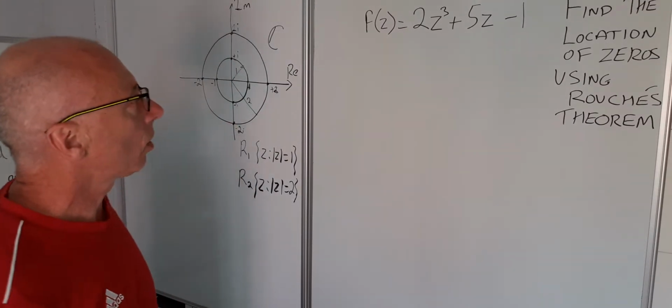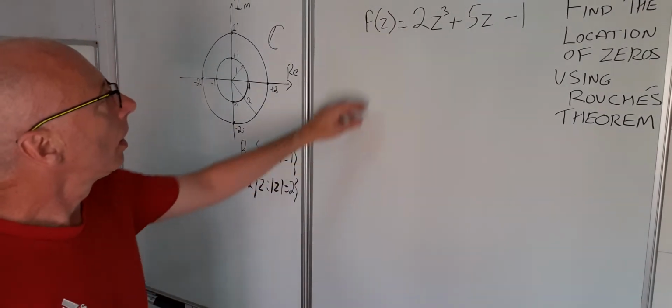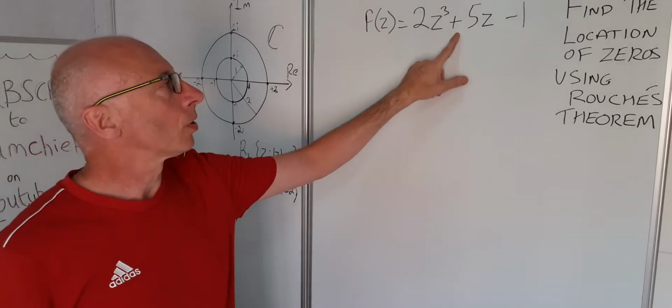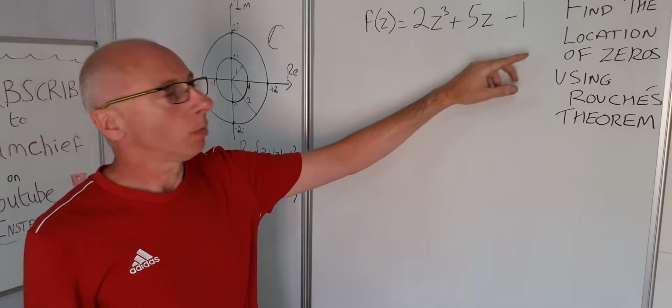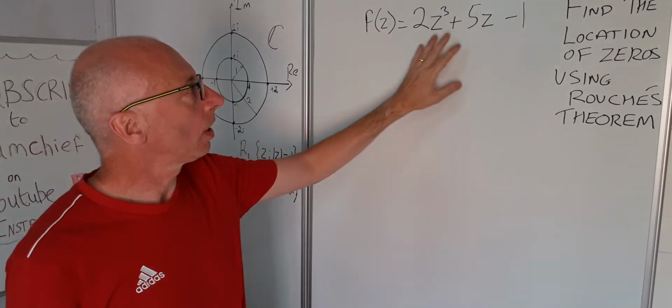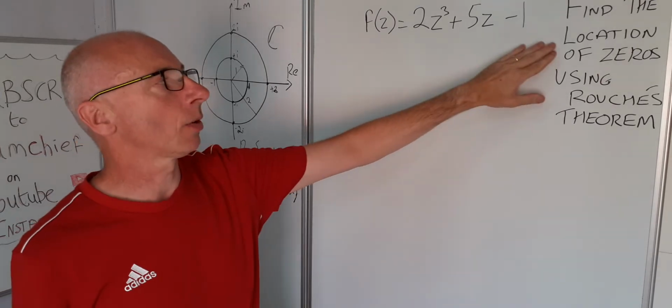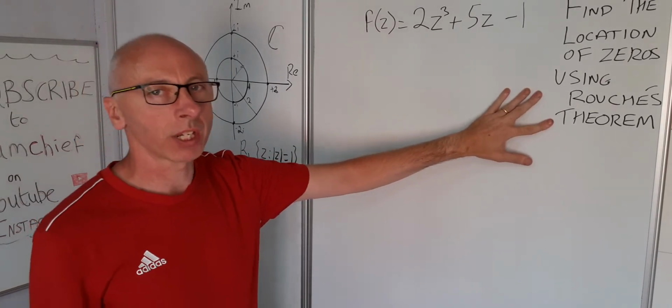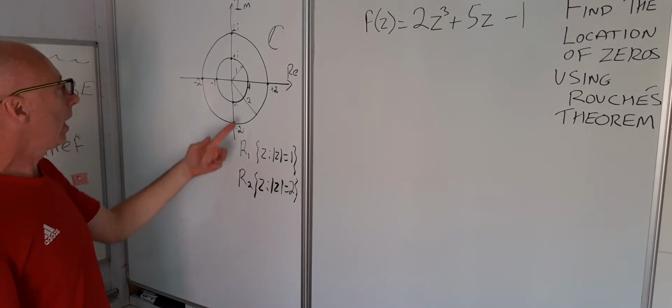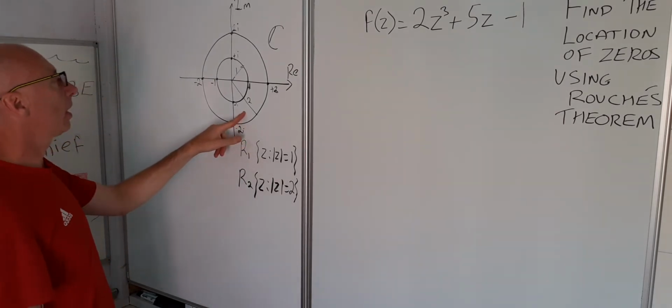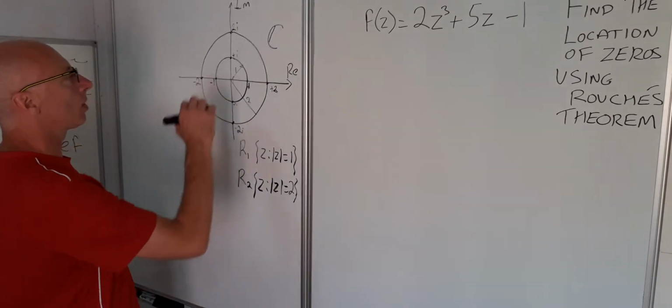So we've got a question here on complex analysis. This function is 2z cubed plus 5z minus 1. We're looking to find the location, so not evaluate them exactly, but find the location of the zeros using Rouché's theorem. And looking in this diagram here, this is where we're going to find the zeros.